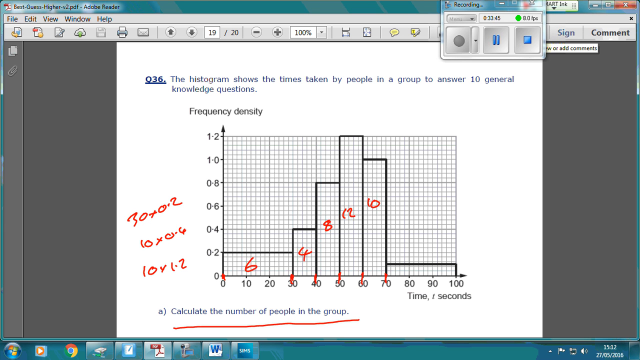Finally, we've got a width here of 30, and a height, if we track across, of 0.1. So 10 times by 0.1 is going to be, oh, sorry, it's not 10, is it? That's 30, the gap of 30, so 30 times by 0.1, and that equals 3. So we've got to calculate the number of people in the group, so that's going to be all of these added together. So 6 plus 4 is 10, plus 8 is 18, plus 12 is 30, 40, 43. So there are 43 people in this group.